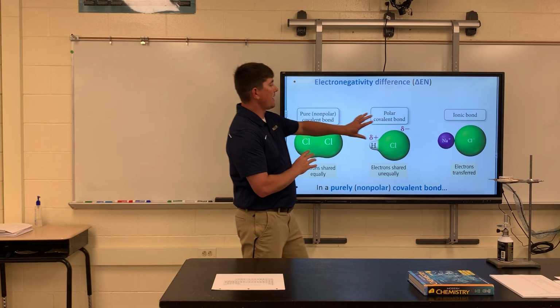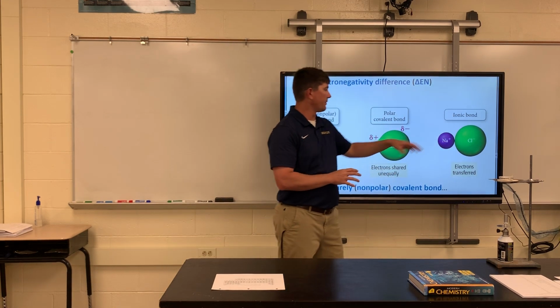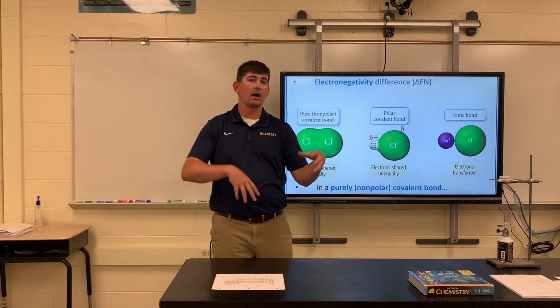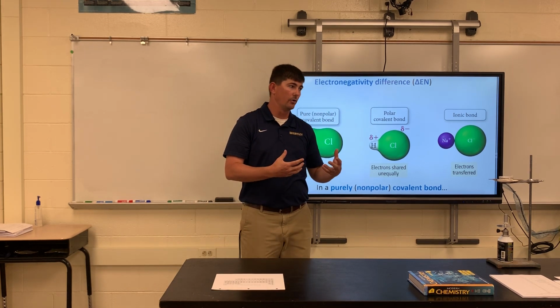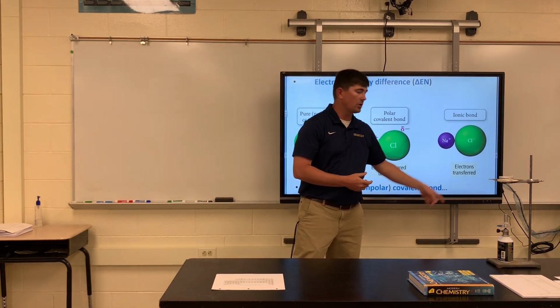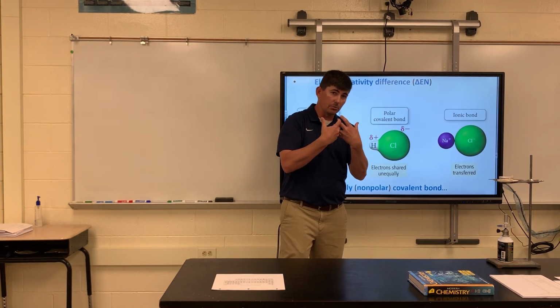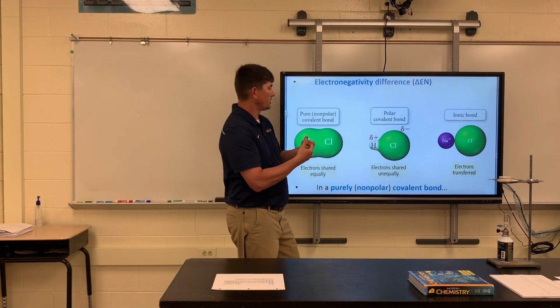So we have ionic bonding. We'll start over here first. Ionic bonding is the bond between two ions, a positively charged cation and a negatively charged anion. We know there is a transfer of electrons that takes place when we have ionic bonding, and then they're attracted to each other because of that opposite charge that they have.